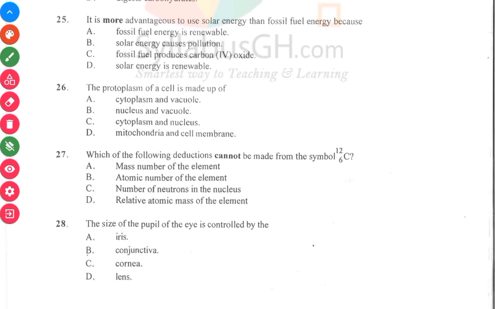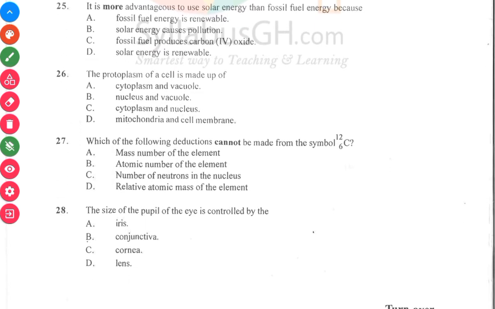Question number 25. It is more advantageous to use solar energy than fossil fuel energy because A. Fossil fuel energy is reliable. B. Solar energy causes pollution. C. Fossil fuel produces carbon dioxide. D. Solar energy is renewable. The answer to question 25 is D. Solar energy is renewable.